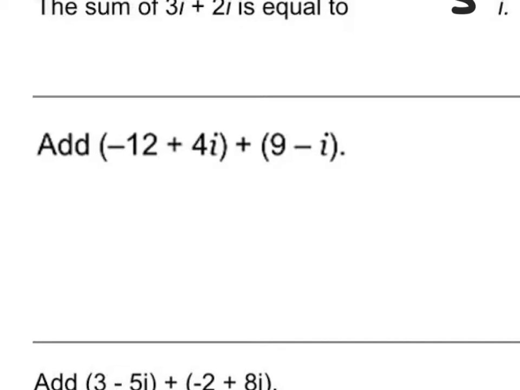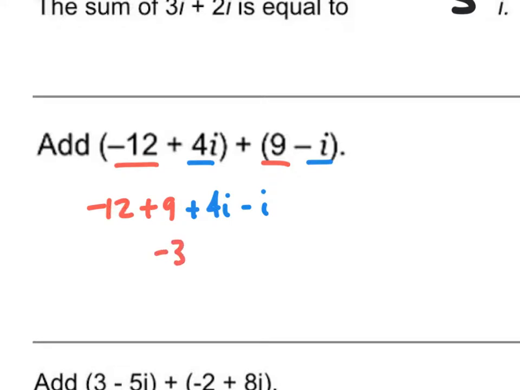Let's take a look at something like this, where you want to add these two complex numbers. I think about it as like terms. I'm going to take negative 12 and 9, so I rewrite this as negative 12 plus 9, and then I've got 4i minus an i. Negative 12 plus 9 gives me negative 3, and then 4i minus i gives me 3i. And that's the answer. Not too bad.